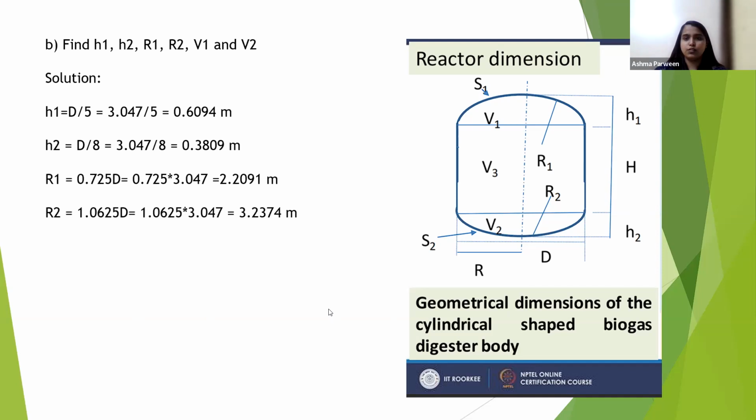So we'll see what is the value for V1 and V2. V1 is given as 0.0827 into D cube. So we'll put the value of T here, 3.047, and we will get the volume of the top head as 2.3395 meter cube. And V2 is given as 0.05011 D cube, and we are getting V2 as 1.4176.